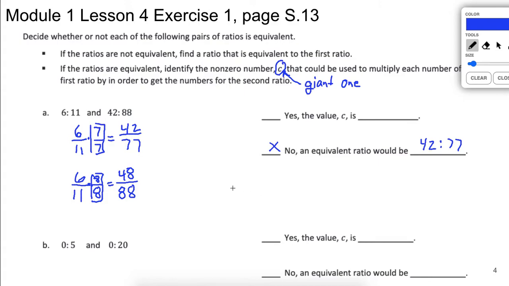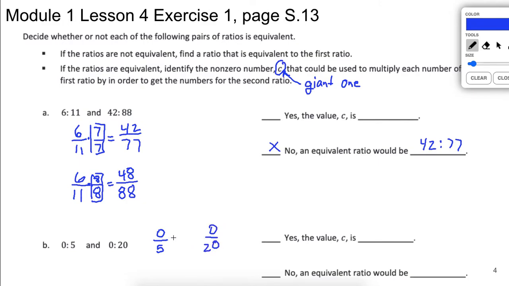So that one is not equivalent. So no, and then we can figure it out. So our next one here, 0 to 5 and 0 to 20. So we ask ourselves, if we put 0 to 5, is there something I can times that by to get 0 to 20?